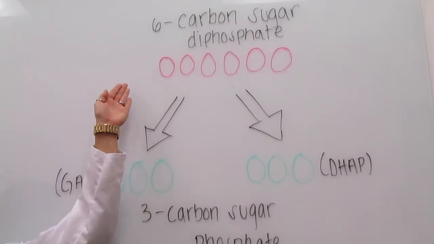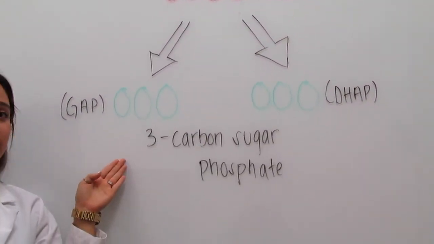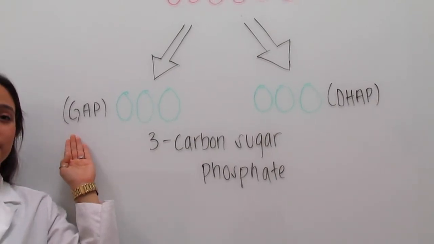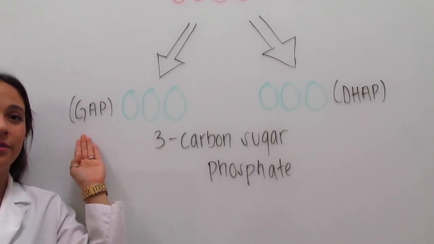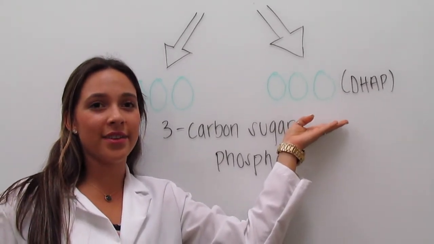The next step of glycolysis begins with the 6-carbon sugar diphosphate. The next thing that it does is split off into 2 3-carbon sugar phosphates, one being glyceraldehyde 3-phosphate and the other being dihydroxyacetone phosphate.